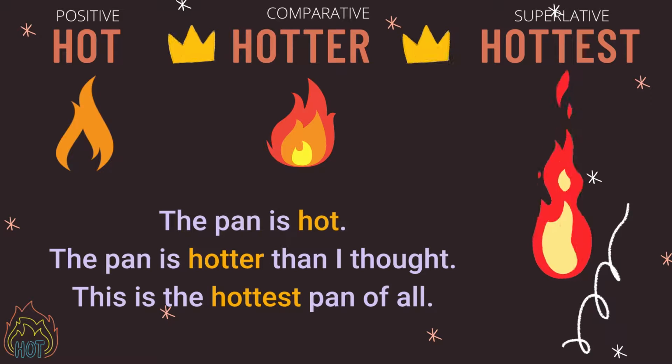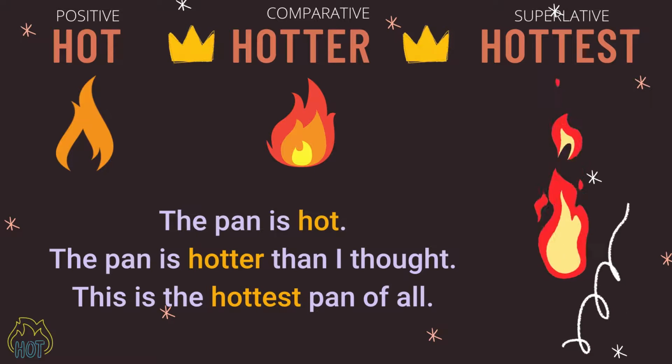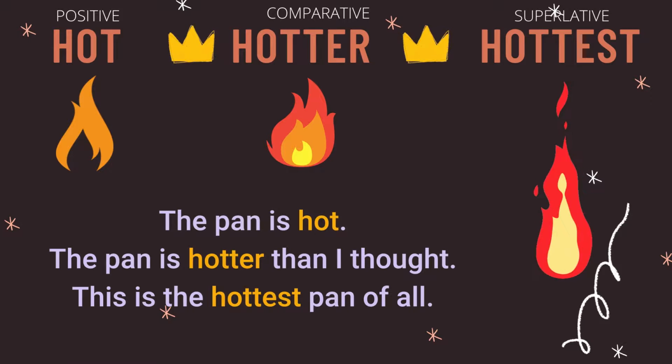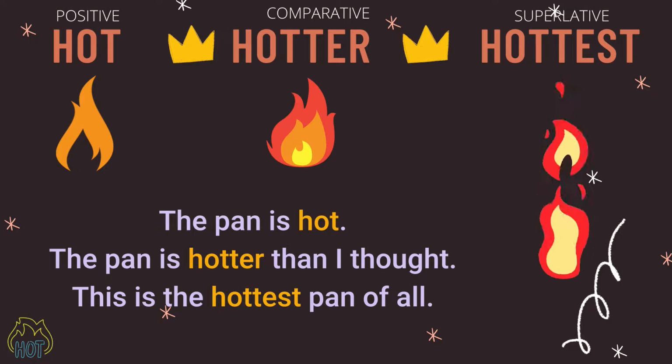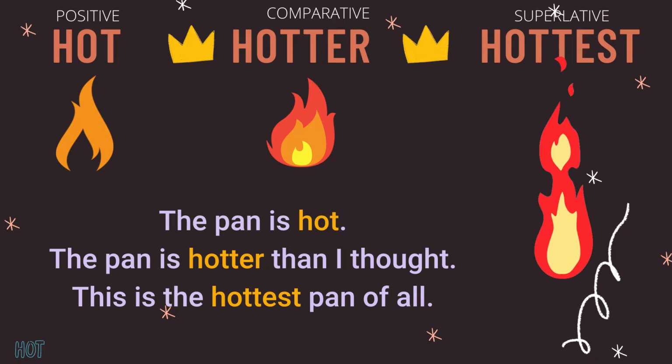Hot. The vowel here is O followed by the consonant T. So double the consonant and add ER for comparative and EST for superlative. This pan is hot. This pan is hotter than I thought. This is the hottest pan of all.